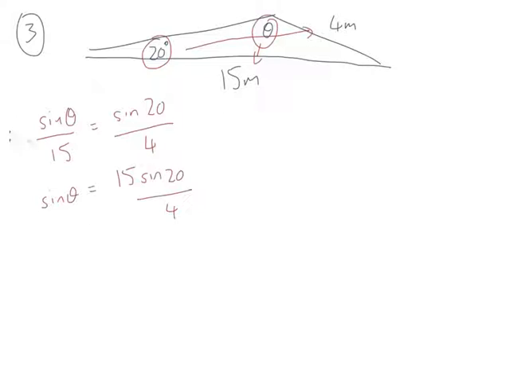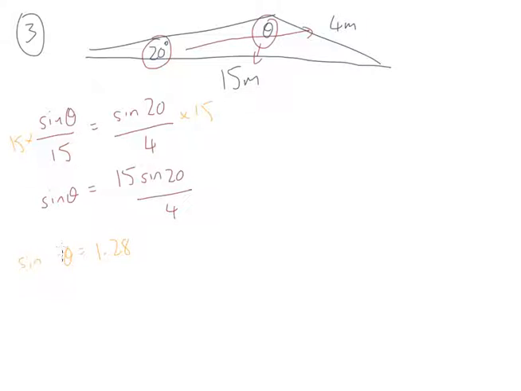That, of course, is multiplying by 15. Note you never multiply the 15 by the 20. It's always 15 out the front. Okay, bad practice. It doesn't work if you do it the other way. So calculating that, 15 sine 20 divided by 4, I get 1.28. Oops, sorry, sine theta. So sine theta is 1.28.